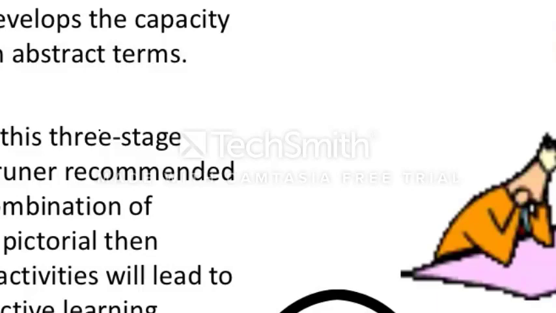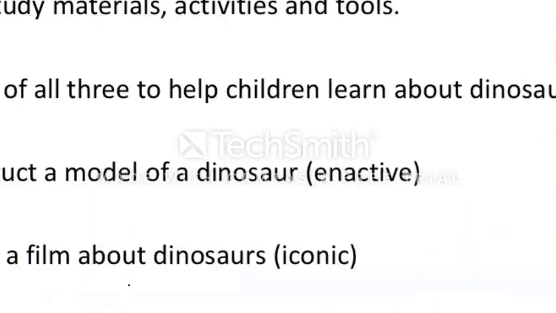So the children or a child learns to ask questions abstractly from this stage. So based on these three stages, Bruner recommended using a combination of concrete, pictorial, then symbolic activities will lead to a more effective learning. So kapag ginamitan natin ng pictorial and symbolic activities, there is an effective learning. Okay? So to sum up all, doon sa theory ni Jerome Bruner, ito yung mga applications na maaring gawin or how a child acquires learning.